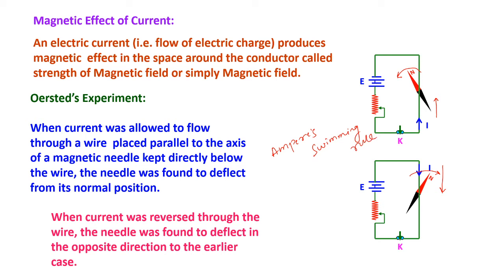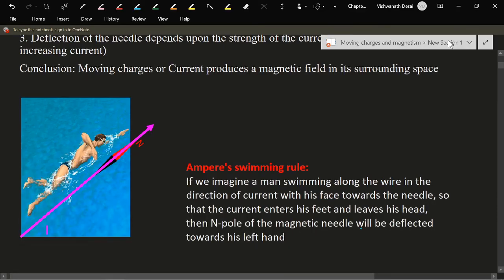Then what is that rule, the statement of that rule? We will see that. According to Ampere's swimming rule, here there is a conductor you are observing. This is the conductor, and the current is flowing in this direction in it. Now, I kept a needle under the conductor. Here the needle is there, you are observing. This is the north pole of the needle. And what is the direction of deflection of this needle? Is it towards this side or towards this side? That can be found by this rule called Ampere's swimming rule.